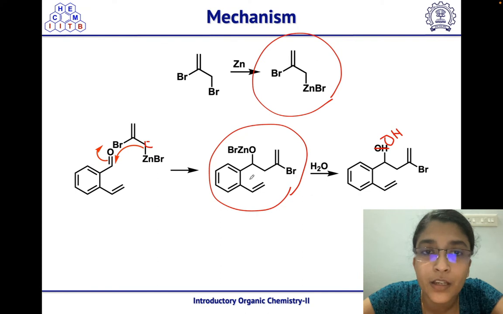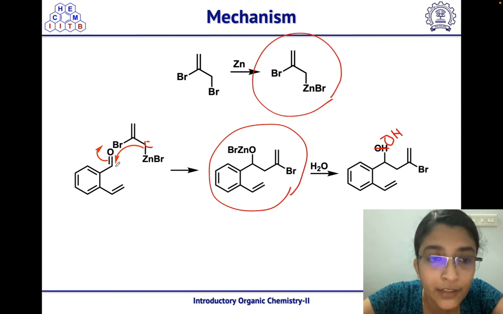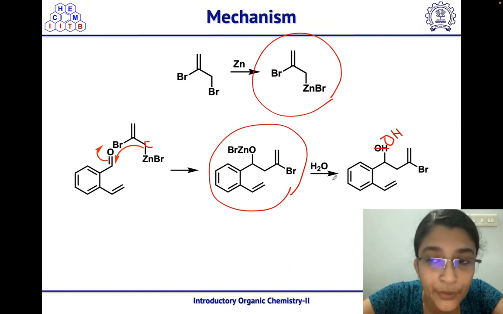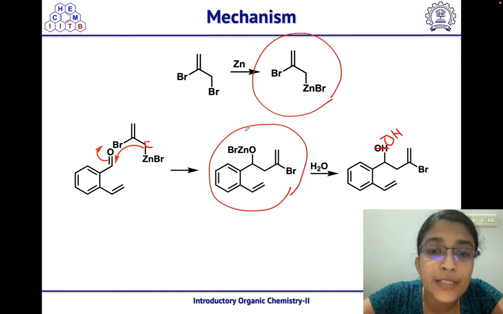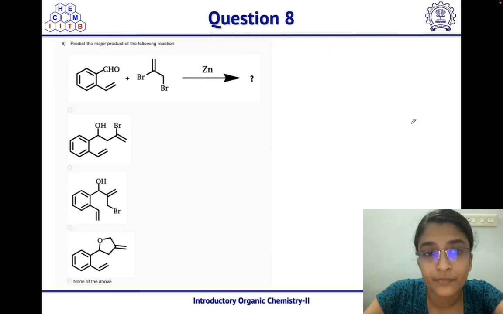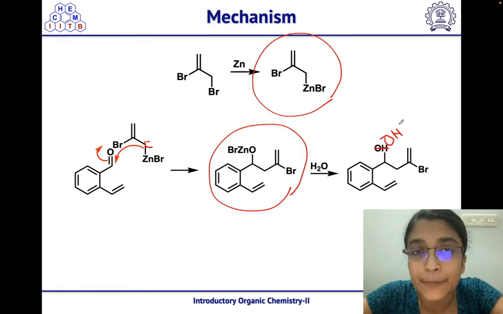Is this clear? This is the Reformatsky reaction only. First, this ZnBr species will form, then it will add on to that aldehyde, which is electrophilic, and we will get this intermediate. And then it will undergo hydrolysis, and it will remove the ZnBr species, and we will get hydroxyl. Is this clear mechanism?